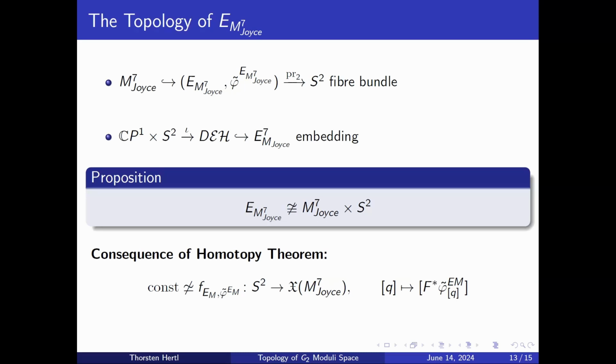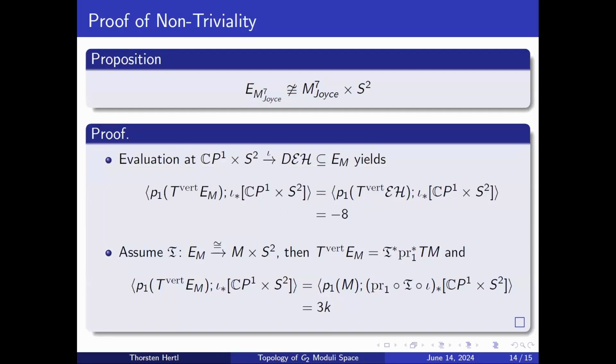So our comparison theorem tells us that the induced map presented 10 minutes ago gives me a non-contractible map from S2 into the moduli space. Like this. So the only thing I owe you is the proof of that proposition here. And this is in fact quite cute, because it's essentially a number theoretic argument.